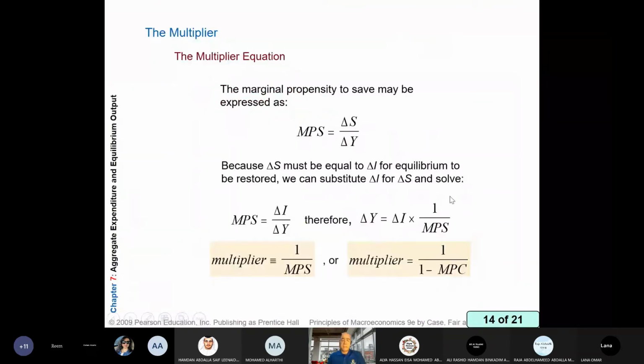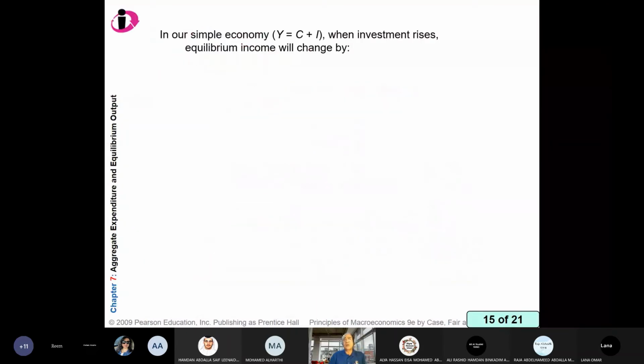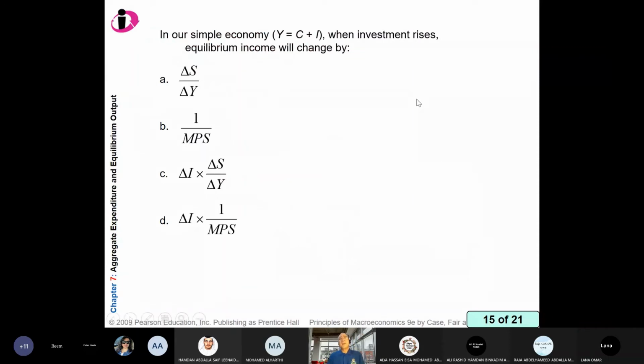So now what is the multiplier? 1 divided by marginal propensity to save, or 1 divided by 1 minus marginal propensity to consume. When investment rises, the equilibrium level of output will change by what? What is delta Y? Delta Y equals delta I times the multiplier, which is 1 divided by marginal propensity to save.